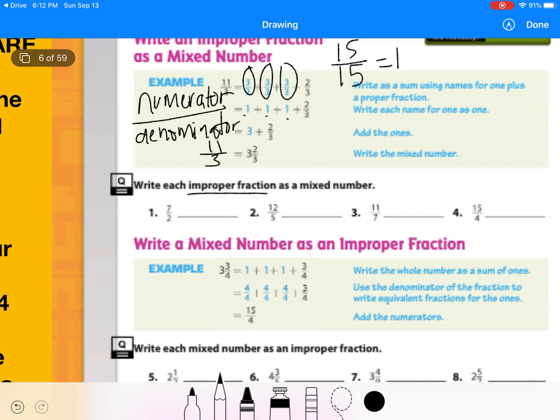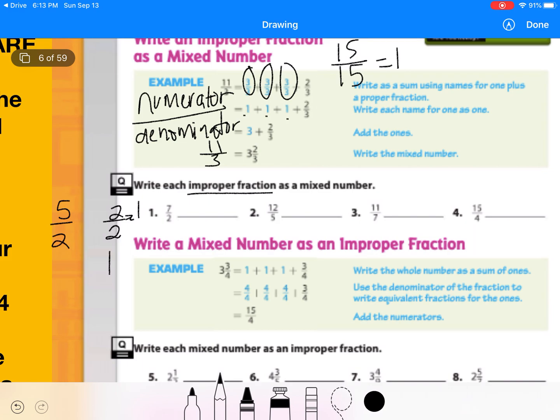So when we come down here to 1, 2, 3, and 4, write each improper fraction as a mixed number. So we have the numerator is 7 and the denominator is 2. So 2 over 2 equals 1 whole. So how many wholes fit into 7 halves? Well, 7 minus 2 would be 5. So we took out 1 whole. So I'm just going to put a 1 underneath it. And then we're left with 5 halves.